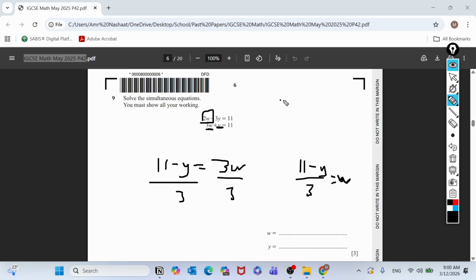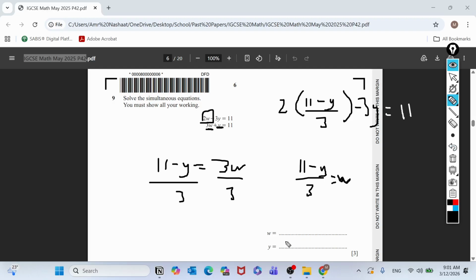So 2 times 11 minus y over 3 minus 3y. So we're going to run out of space. Y, okay, let's move to the right. Equals 11. But it's so unclear, oh my god. Equals 11, so shift solve on your calc.